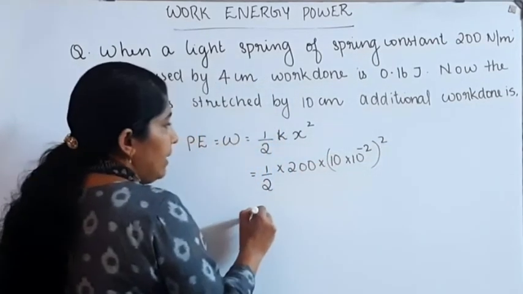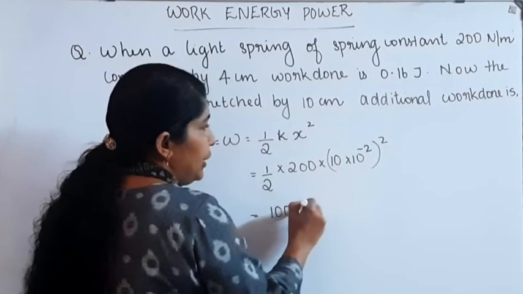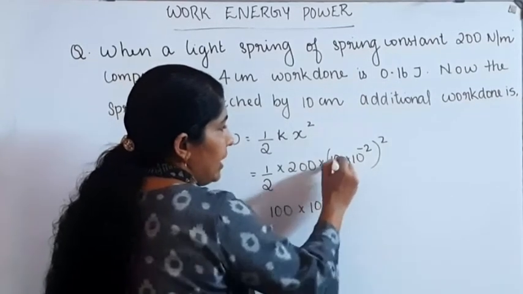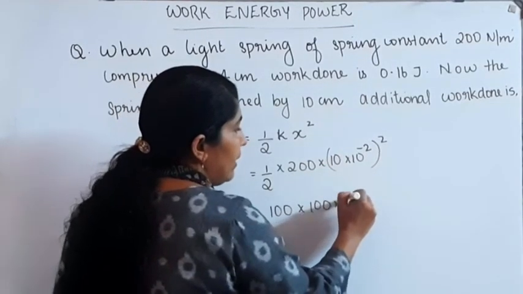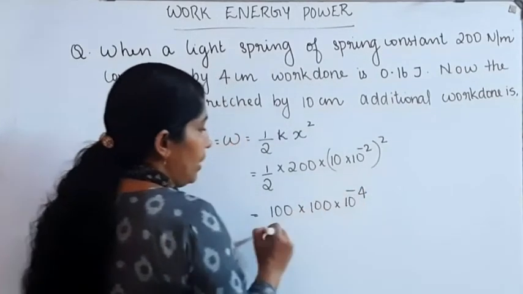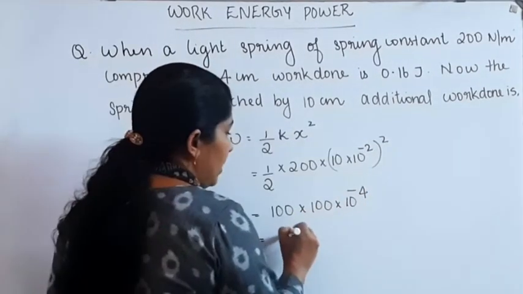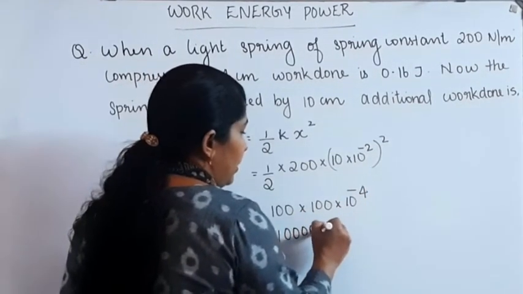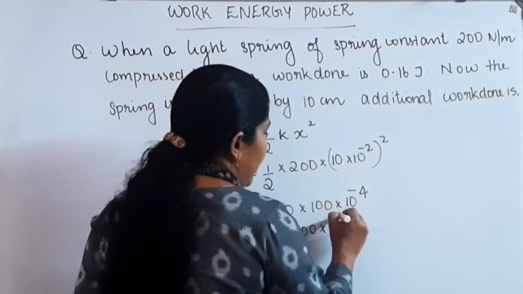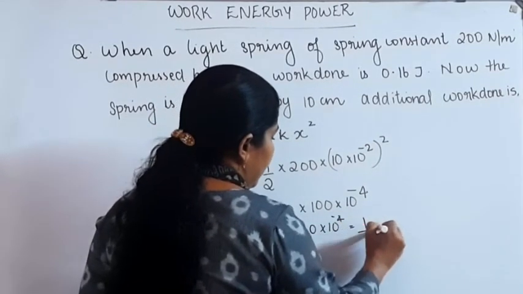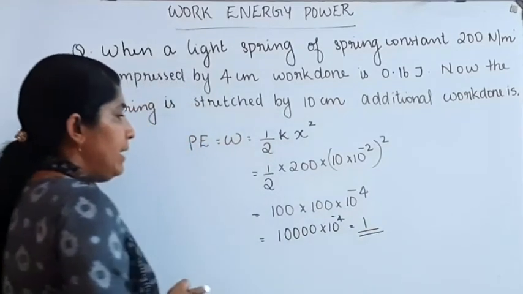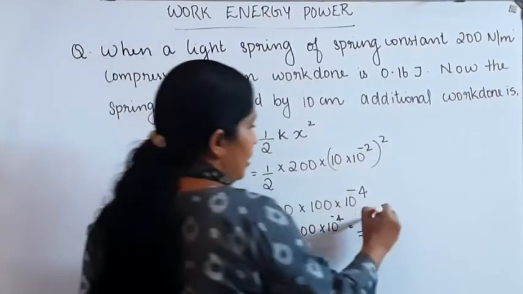That's equal to 100 into 100 into 10 raised to minus 4, which is 10000 into 10 raised to minus 4. That's equal to 1. So 1 joule is the answer.